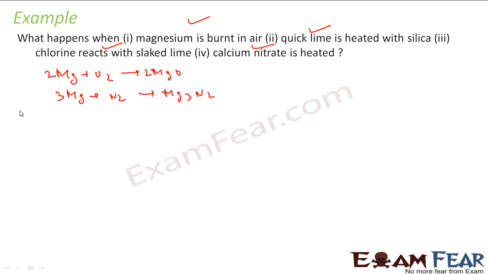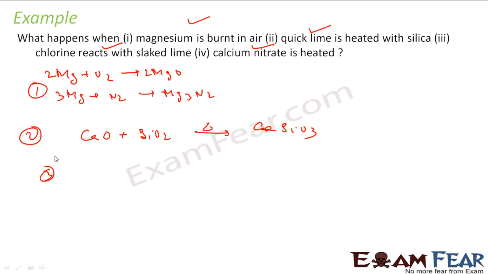The second part is quicklime heated with silica. I have quicklime CaO, silica is SiO2. When you heat this, you get calcium silicate, CaSiO3. This part is done. Third part, chlorine reacts with slaked lime. I have slaked lime, chlorine reacts with this, I get CaOCl2, bleaching powder, and I get water, and CaCl2. So I can just balance this reaction.